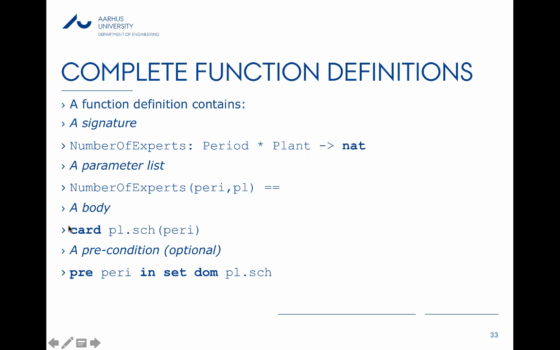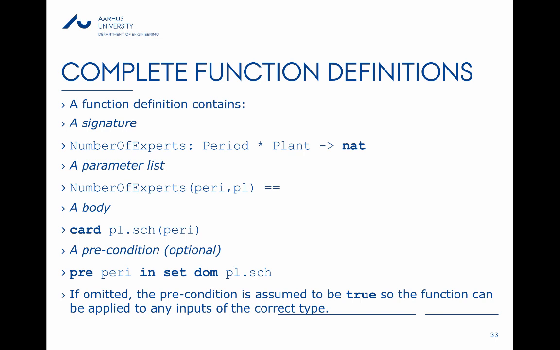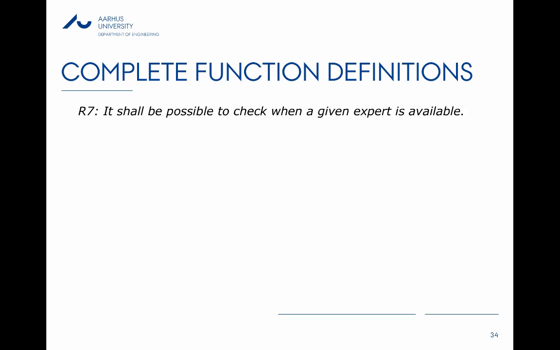Here we need to have a precondition, because the period needs to be one of those periods that actually is defined in our schedule in the plan. If we omit a precondition, it's assumed to be true, so it can always be given a version of the right type. Now it's the caller's responsibility to ensure that you're calling it with a period that is one of the defined periods.